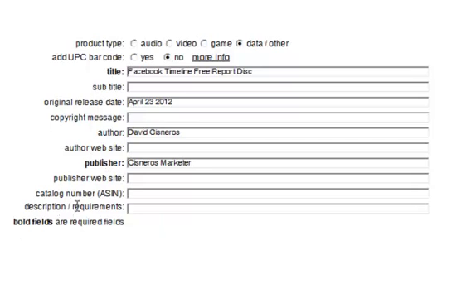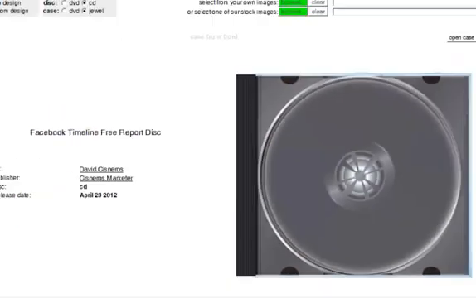But you can see bold fields are required. So just put a publisher name, put a title. Okay, do you want to add a barcode? Yes or no? And then there's some more info there if you want to do that. So for now, I'm just going to say no. You could, to give it a little bit more credibility.